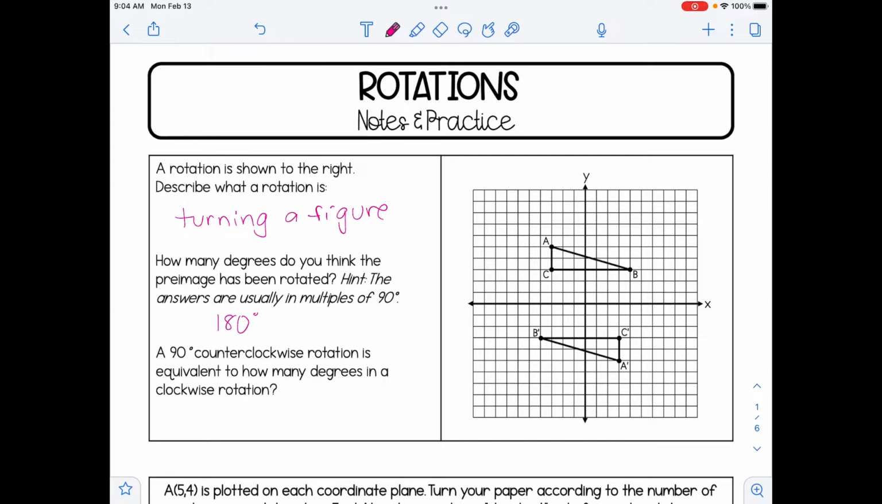And we can see that it looks like this has been rotated upside down. Another way to decide if it was 180 degrees, assuming the rotation is about the origin, which we're going to talk about in this video, is you can look at how many quadrants it moved. So if I start at A, for instance, it moved 2 quadrants over. 2 times 90 is 180 degrees. And it asks, a 90-degree rotation counterclockwise is equivalent to how many degrees clockwise, and that answer would be 270. And we're going to take a look at that in just a minute as well.